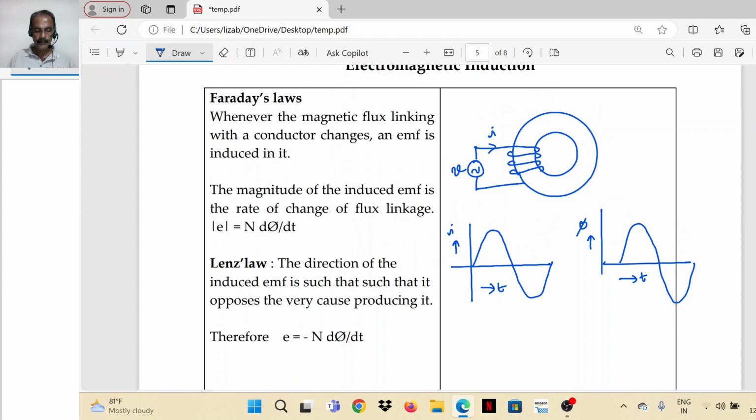Now, assume an iron ring and a coil wound on it, and the coil terminals are connected to an alternating voltage source. This supplies a current of I, and this current will set up a flux in the core.